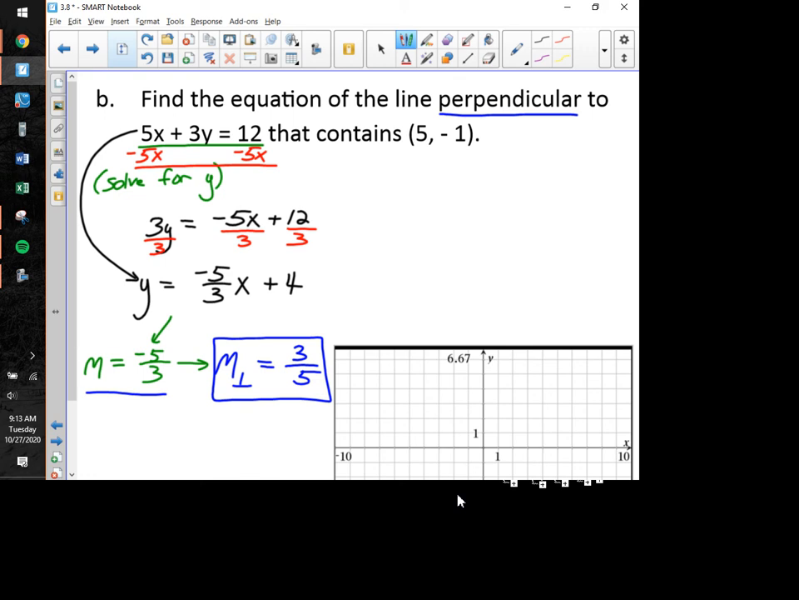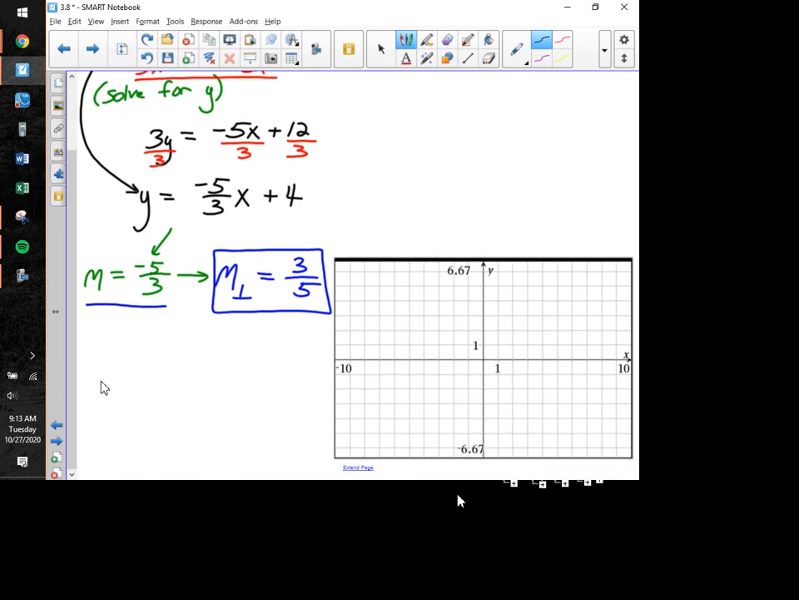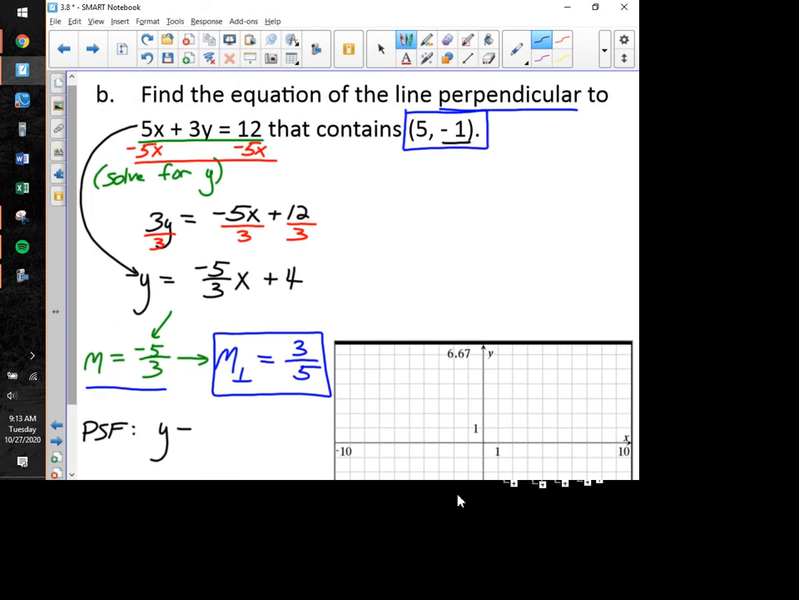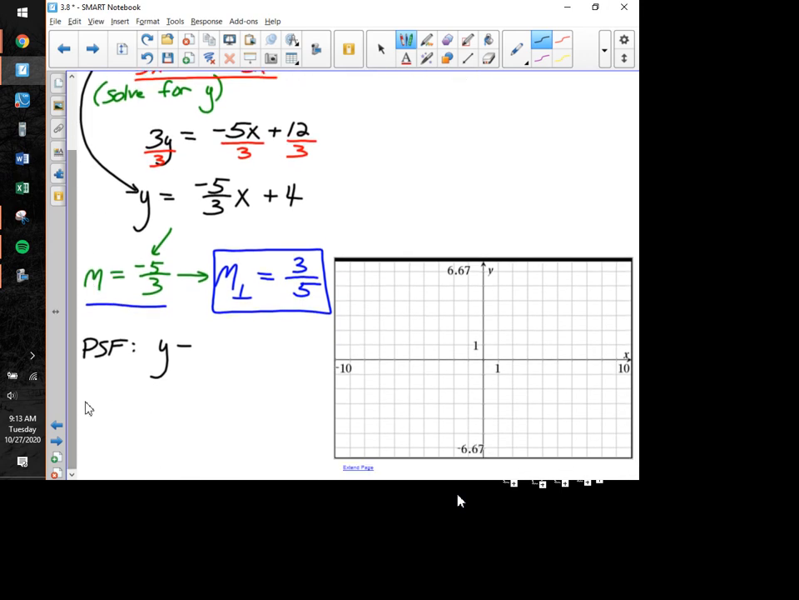So there's the slope. Once again, we were given the point right here, so now once more we are going to go to point slope form for our line. Point slope form is going to be y minus the y coordinate of your point, which is -1. Well, minus -1 is a +1. That equals your slope, which is 3/5, times x minus the x coordinate, which is 5. So there it is in point slope.